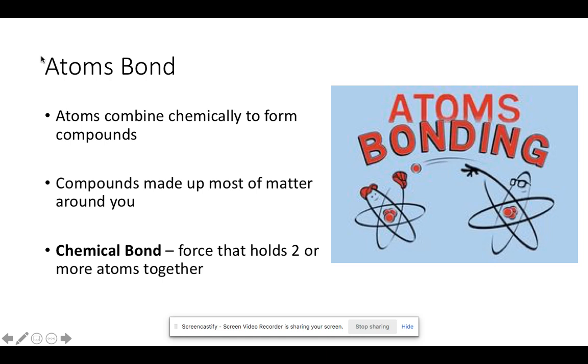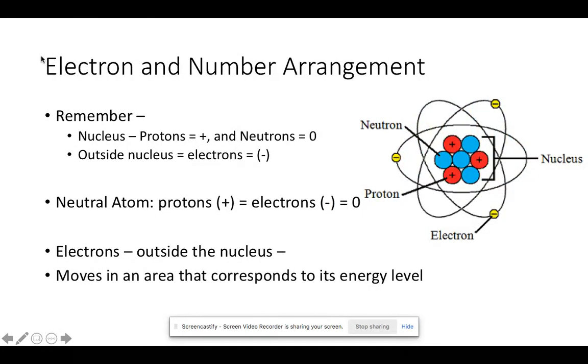All right, guys, so today we're going to finish lesson 2, and we're talking about how atoms bond. So atoms combine chemically to form compounds, and compounds make up most of the matter around us. A chemical bond is the force that holds two or more atoms together. And atoms depend on their electron number and arrangement.